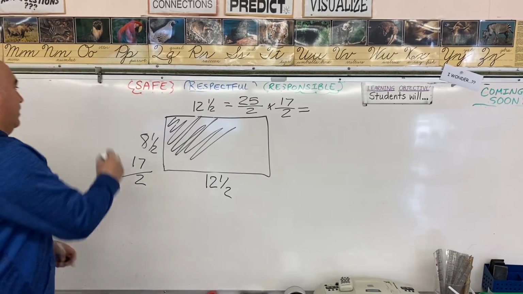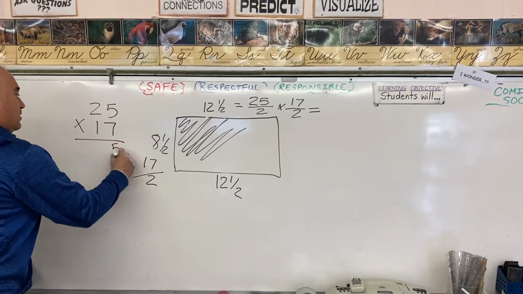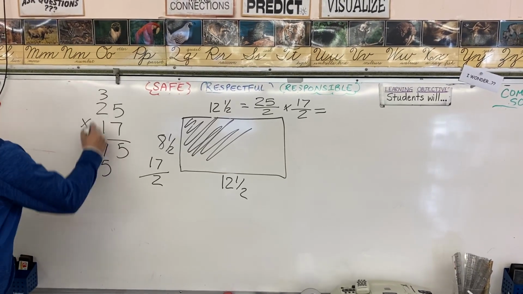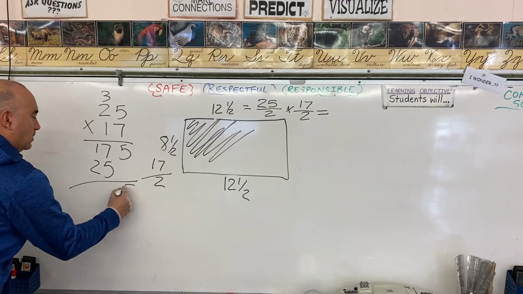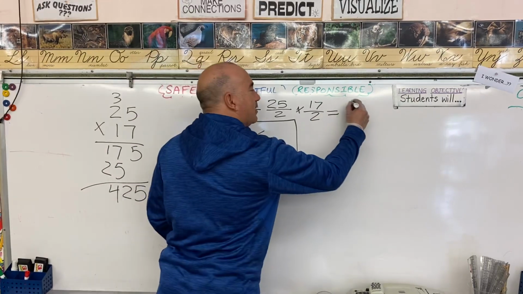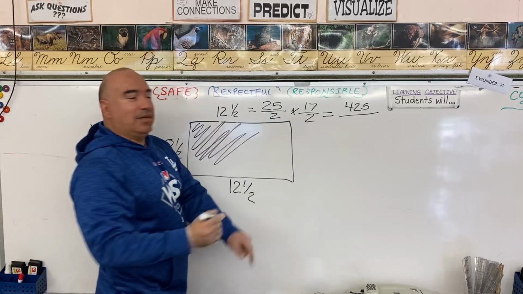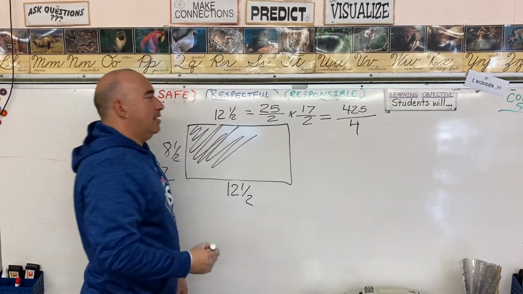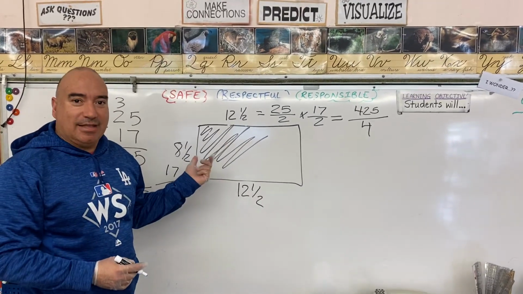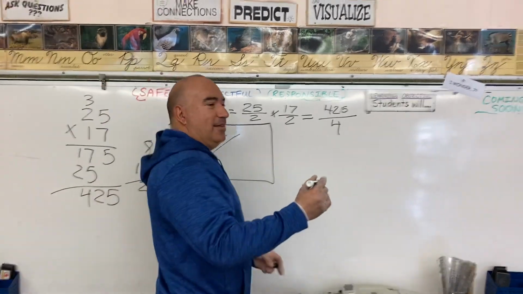25 times 17 is 425, the numerator. 2 times 2, that one's easy, 4. This gives me an improper fraction, but I need to know square feet. So I have to divide 425 divided by 4, and that's going to be a long division.